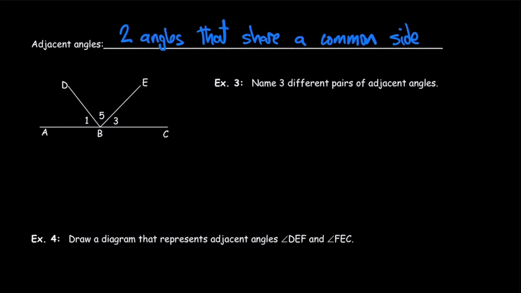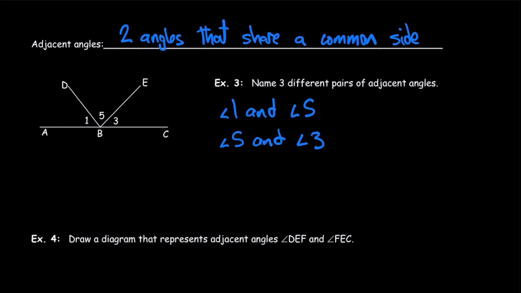So again, I'm going to use my highlighter. So if I'm talking about this angle right here, angle 1, an adjacent angle to that has to share the side. So I'm going to draw this angle. Angle 1 and angle 5 both have this side in common. So I can say angle 1 and angle 5. Those are adjacent angles. That's one pair. Well, look at this side here. Angle 5 and angle 3 both share this side right here. So I can also say angle 5 and angle 3.